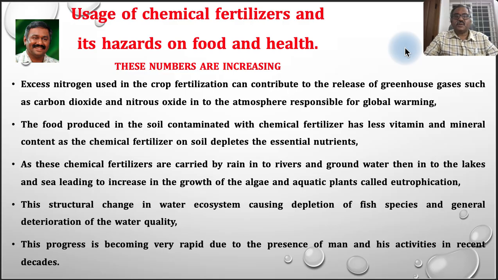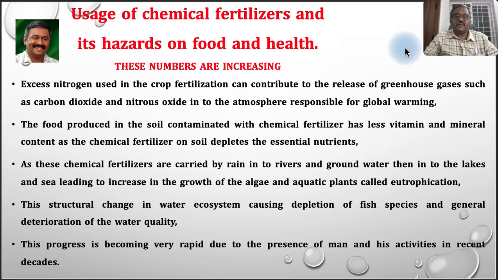Excess nitrogen used in the crop fertilization can contribute to the release of greenhouse gases such as carbon dioxide and nitrous oxide into the atmosphere, responsible for global warming. The food produced in the soil contaminated with chemical fertilizer has less vitamin and mineral contents as the chemical fertilizer on soil depletes the essential nutrients.